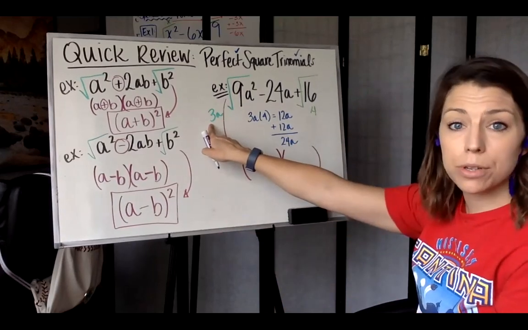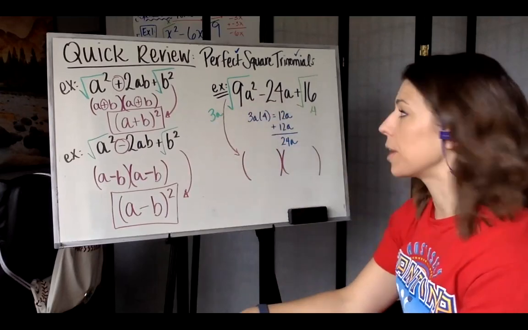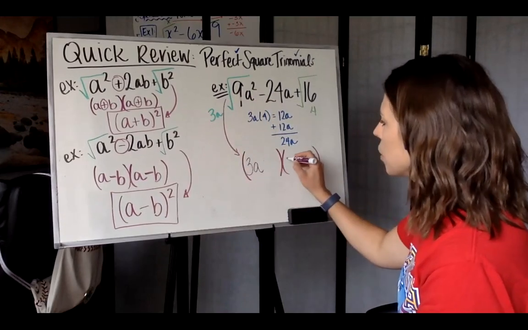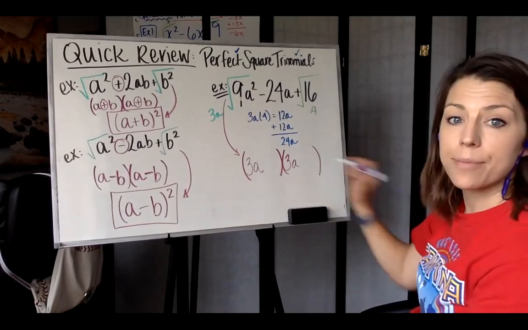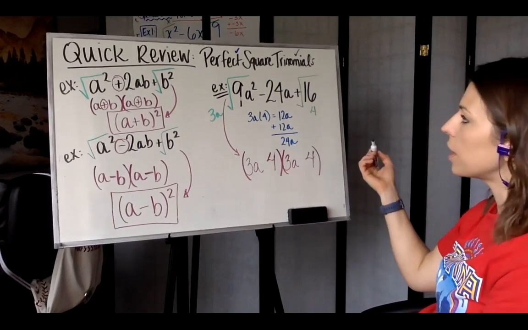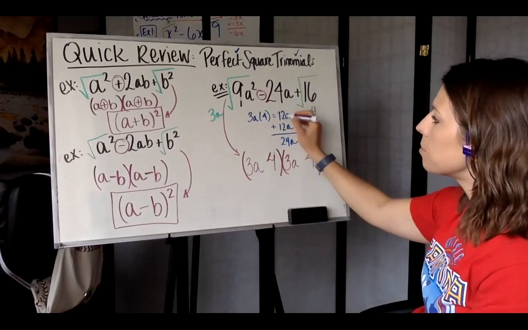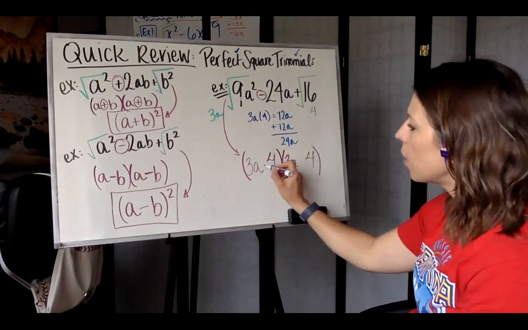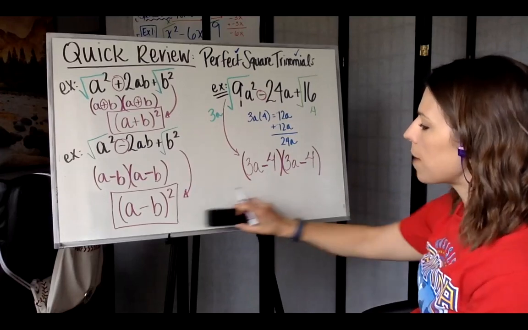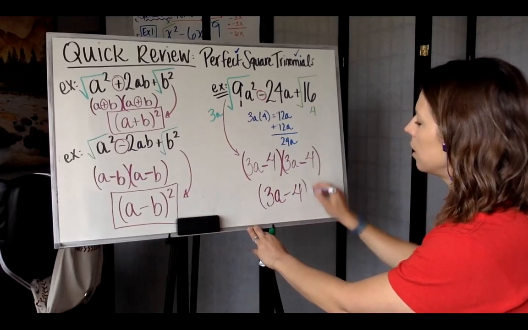We already found the square root of the first term. We already did this work when we were determining that it was a perfect square trinomial. So I already know that the square root of 9a squared is 3a. So my first term in both binomials is 3a. The square root of the last term was 4 and 4. And then you look, what is the middle term? The middle term is negative, which means both of these have to be negative, or in other words, your binomials have to contain subtraction. What's 3a minus 4 times 3a minus 4? That's just 3a minus 4 squared.